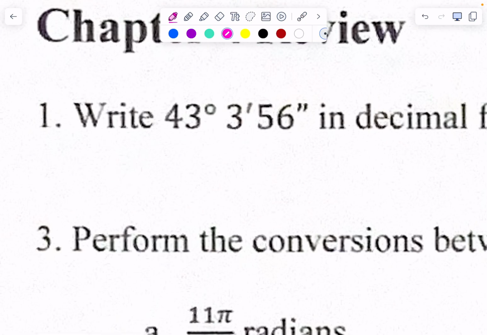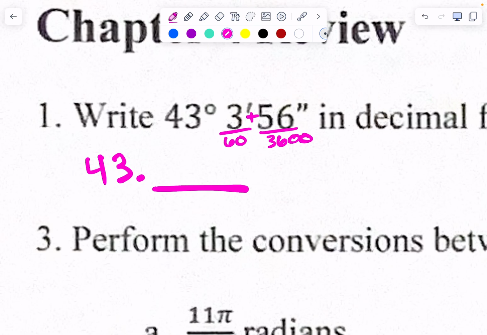43 is going to be the overall big decimal, and then I need 4 decimal places after that. 3 divided by 60 plus 56 divided by 3,600. Add that together in your calculator, and you should get 0.0656. Questions about that? Moving on fast. Number 2. Good?